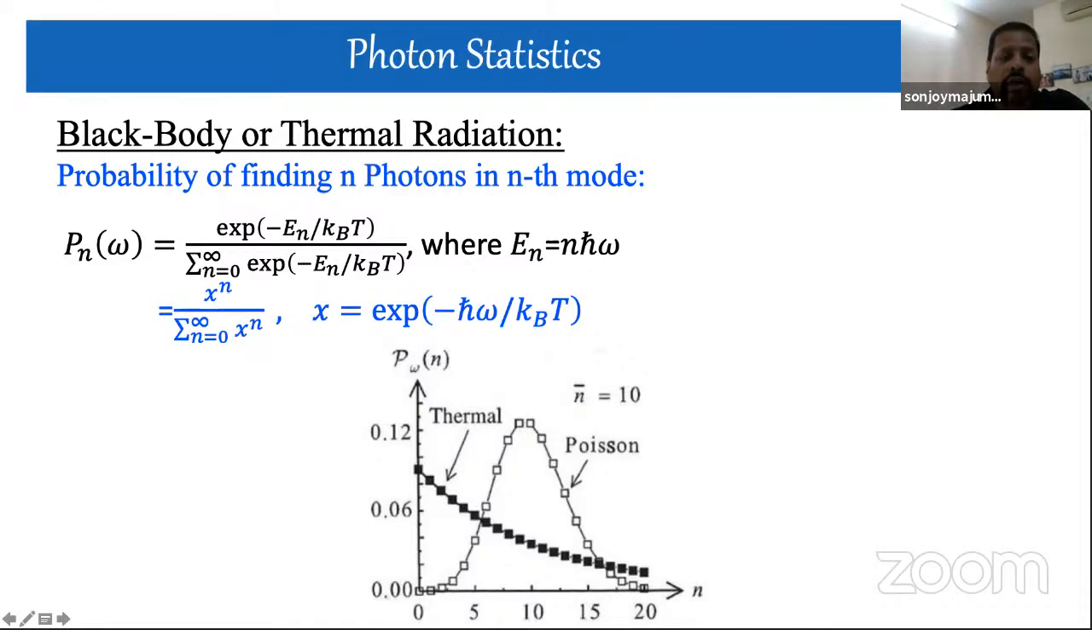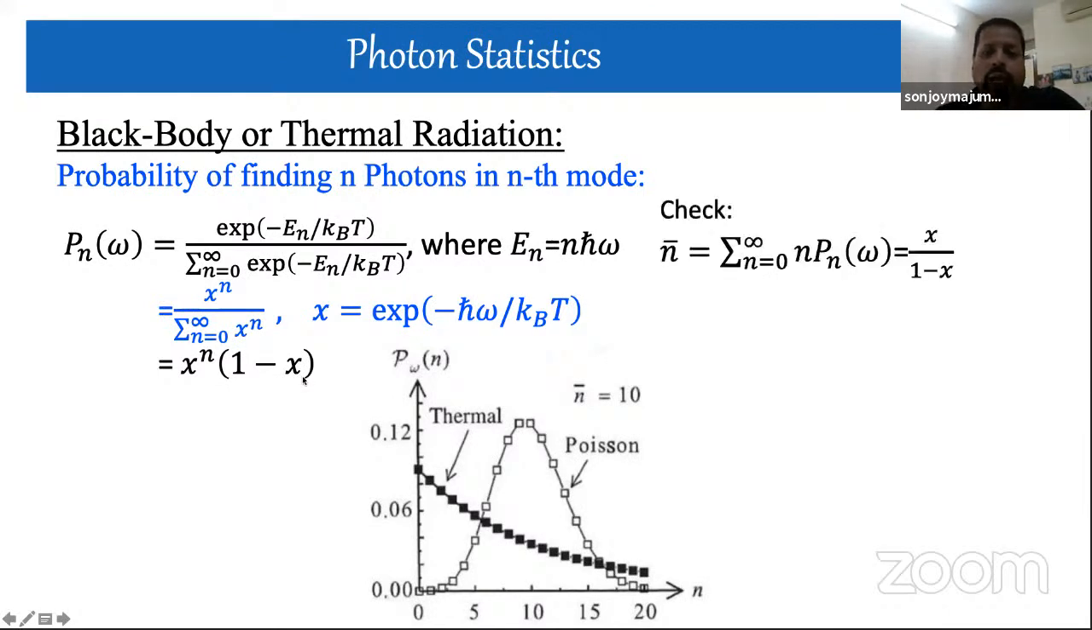And in the denominator, it will be the summation of x to the power n, which we can write as 1 minus x to the power minus 1 when x is less than 1. So here x will be less than 1, and as n increases, these functions decay. That is what we see in the thermal distribution: with the number of photons, that distribution decays. That shows how the thermal radiation distribution happens over different numbers of photons.